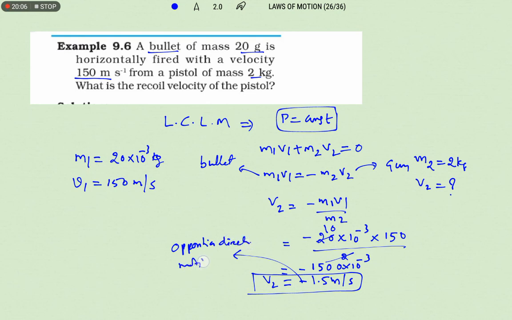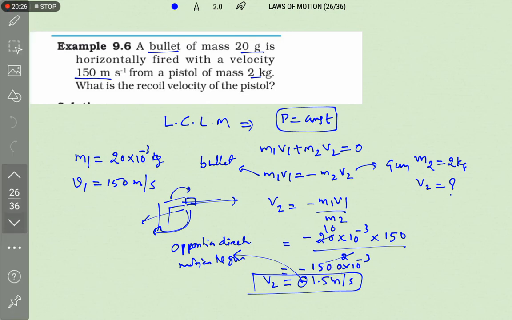That means as the bullet is moving forward, the gun will move backward, because this is action and reaction. So the bullet moves forward and the gun moves backward. That is the importance of the negative sign in this problem. Right, let us do the next one.